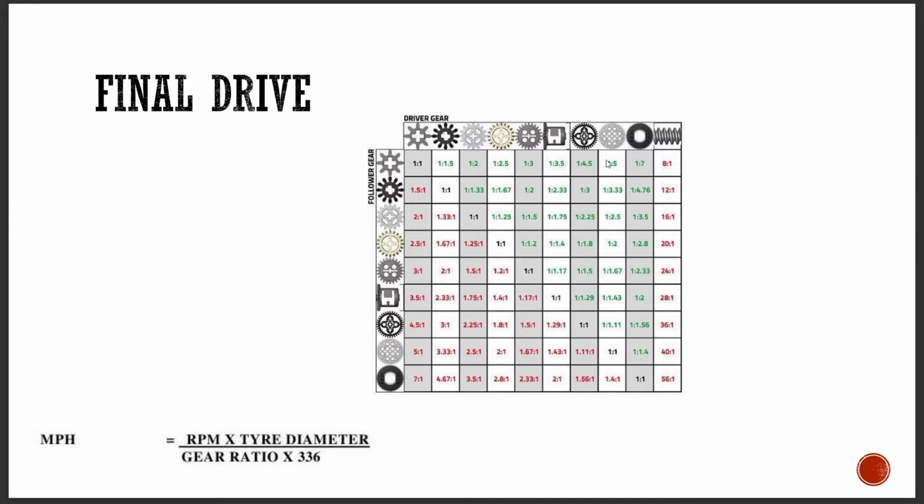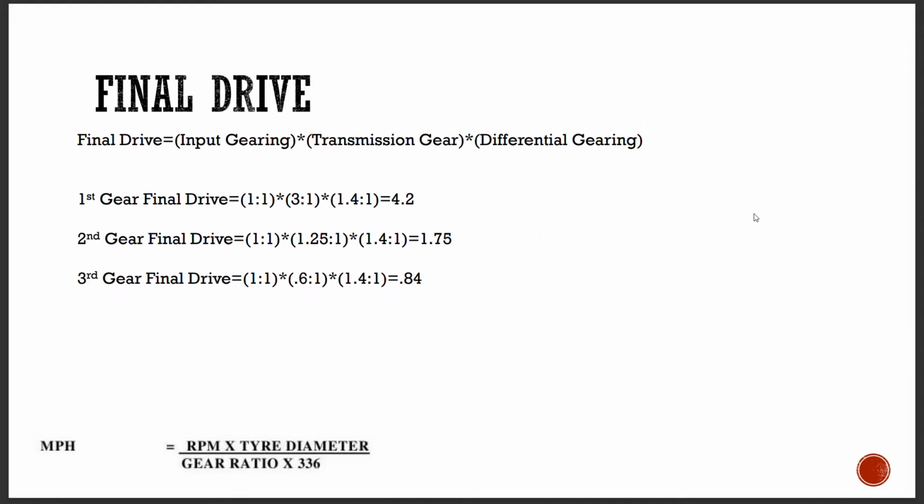We can also see that we are working with this larger gear against this smaller gear, which gives us 1 to 5. And then we can also see that we're just using a 1-to-1 gear ratio for our output from the transmission, and we can also see that we're using this medium-sized gear to the small gear as well for a 1 to 3. So moving forward, we can crunch a little bit of math and figure out that our first gear is a 4.2 gear, our second gear is a 1.75, and our third gear is 0.84, which will be our overdrive.